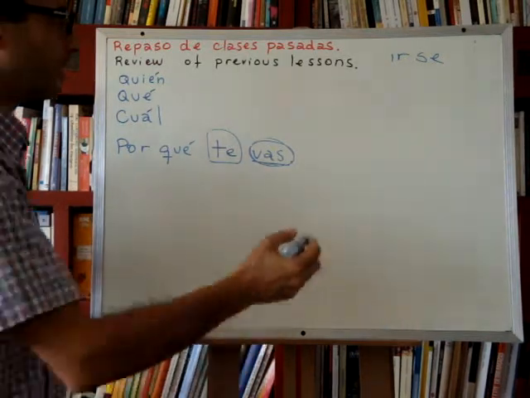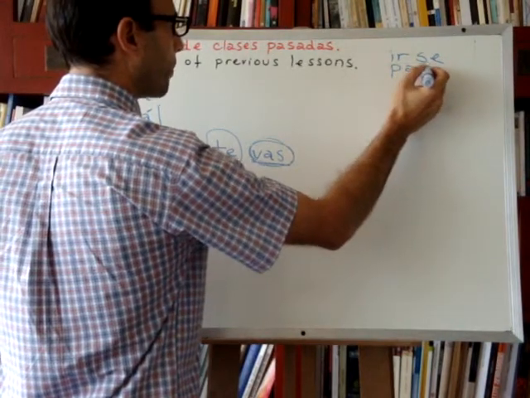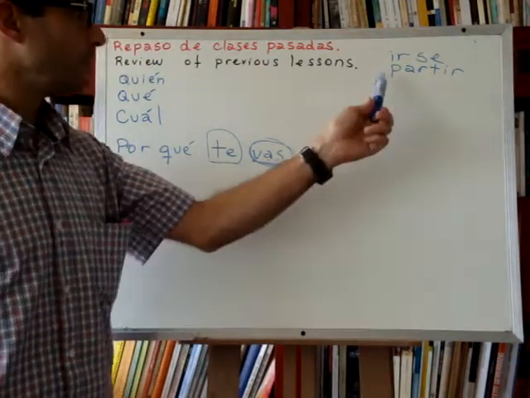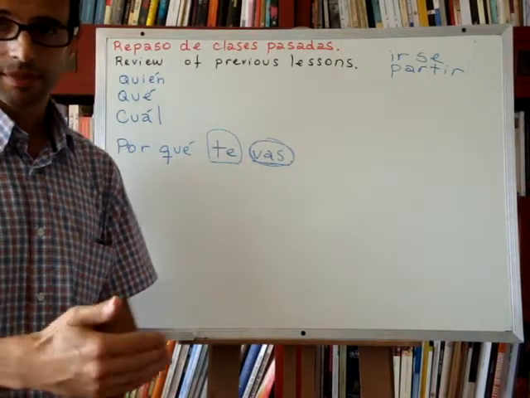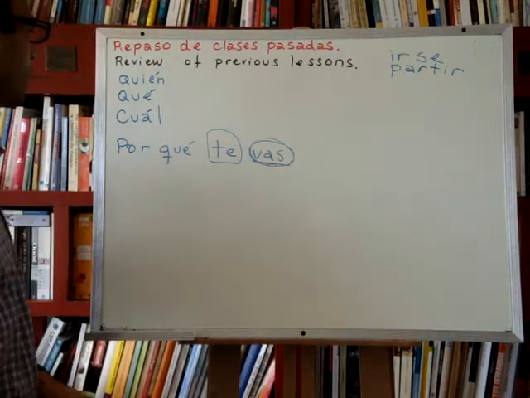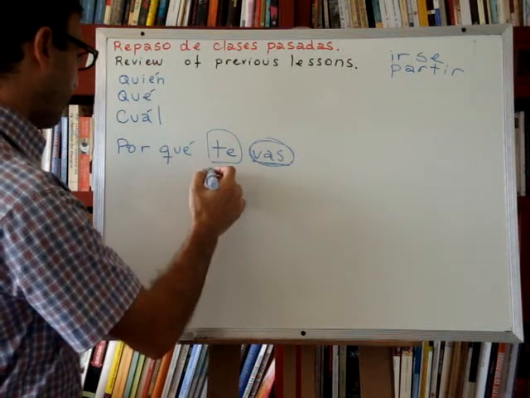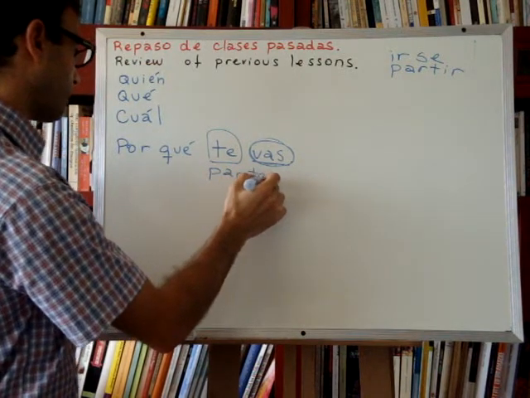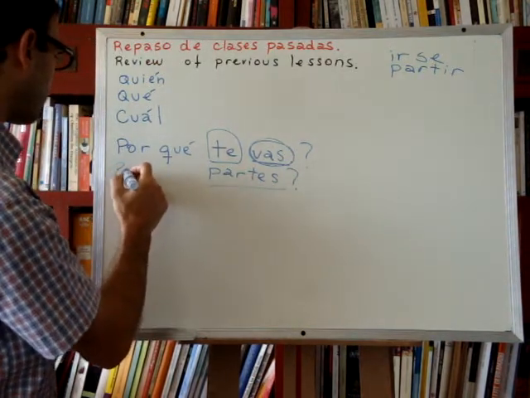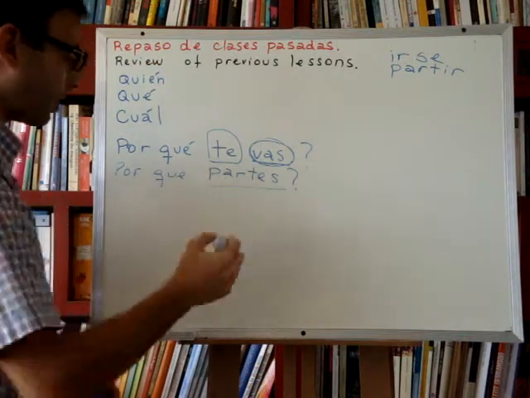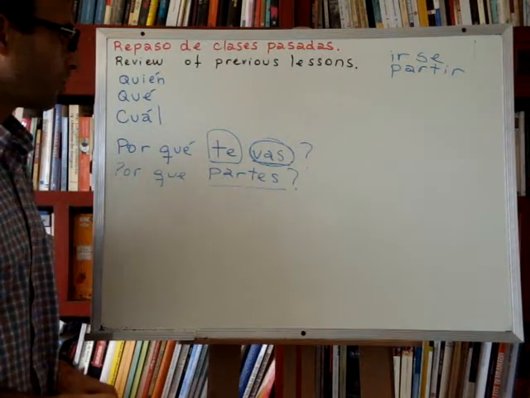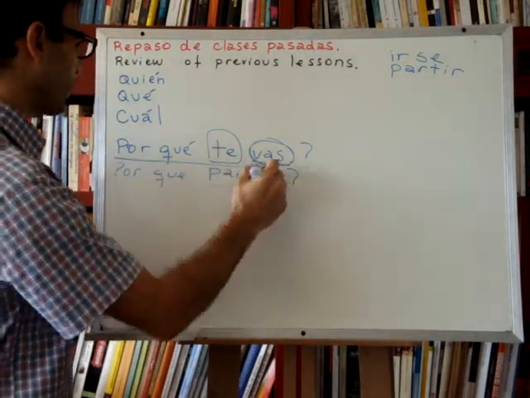Another word for leave is partir. Partir has two meanings. Partir can mean to leave and partir can mean to split, right? To split something. We will split something in two. So we can also say, ¿por qué partes? Okay? So this, ¿por qué partes? Means the same thing as ¿por qué te vas? However, in Spanish, 95% of the times we will hear and we will use ¿por qué te vas?